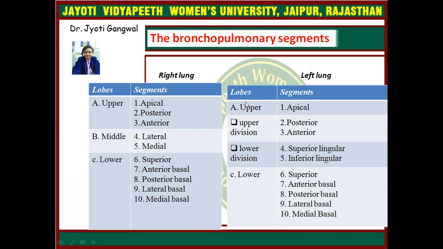Left lung has 2 lobes, upper and lower. The upper lobe is related to the apical segment, and it is also divided into upper division and lower division. The upper division is related to the posterior and anterior segment. The lower division is related to the superior lingular, inferior lingular. The lower lobe is divided into superior, anterior basal, posterior basal, lateral basal, and medial basal segment.